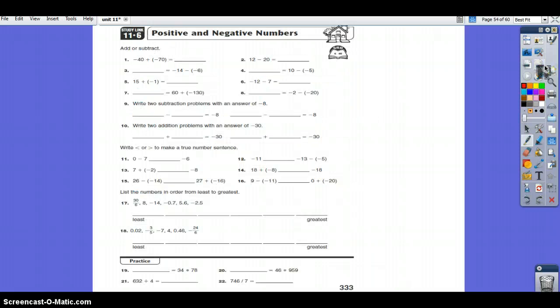The final thing is the 11.6 study link, positive and negative numbers. Remember, you turn to face whichever way the number is saying. And whenever you have two negatives together, this becomes a positive.